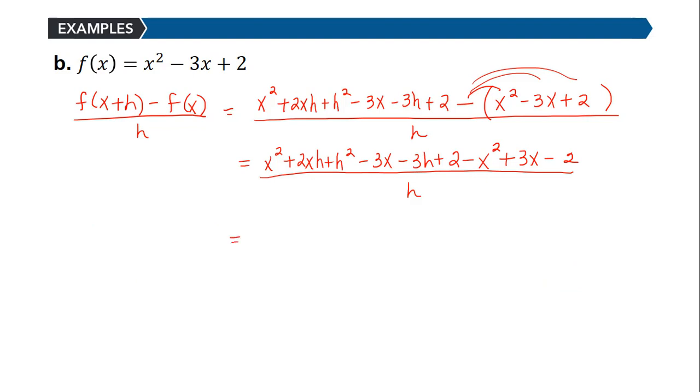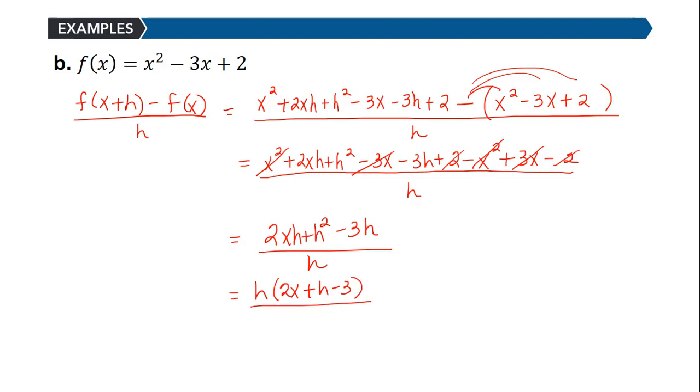We get, notice that the x squared, subtract x squared is 0. 3x, negative 3x plus 3x is 0. 2 minus 2 is 0. We have in the numerator 2xh plus h squared minus 3h, all divided by h. So notice that there is a common factor of h in the numerator. When we factor that out, we get 2x plus h minus 3, all divided by h.